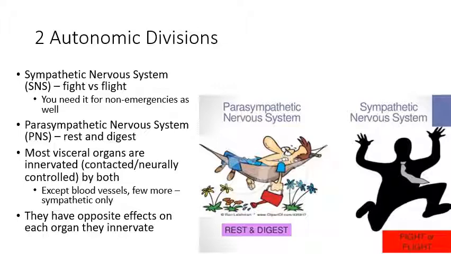But apart from that, most of your other major internal organs are going to be controlled by both divisions of the autonomic nervous system. And in general, the sympathetic and parasympathetic nervous system will always have opposite effects on the organs that they control. For instance, with the heart, the sympathetic nervous system increases the heart rate, and the parasympathetic nervous system decreases the heart rate.